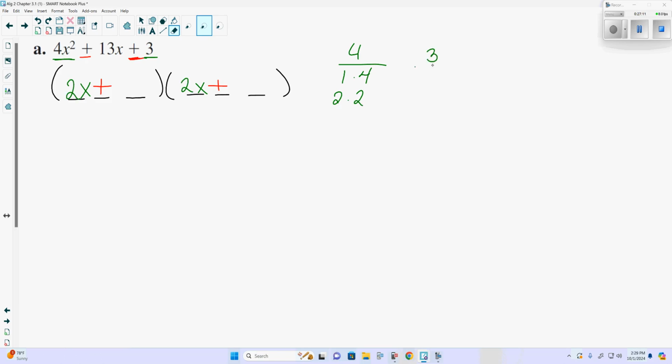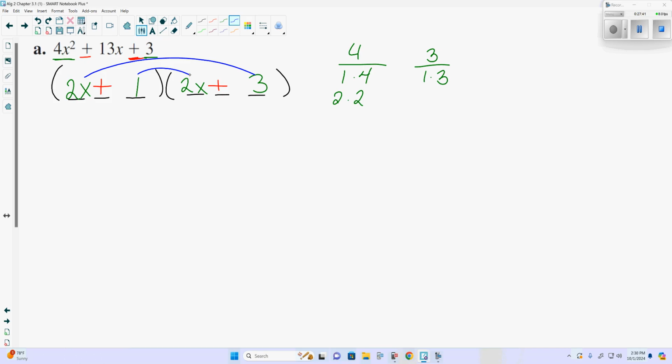Factors of 3 are 1 and 3. Where do we want to put the 3? First set of parentheses or second? Second. So we'll put the 1 in the first, 3 in the second. And then we will check. Don't have to check 2x times 2x because that's still 4x squared. Or the 1 times 3 because that's still positive 3.